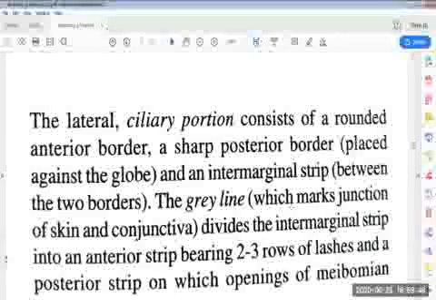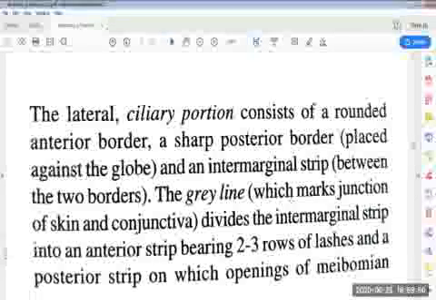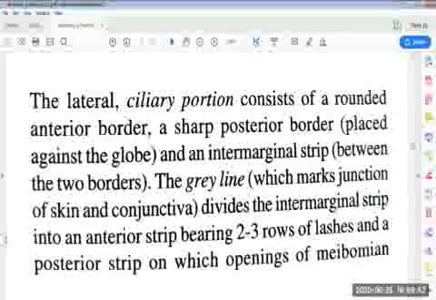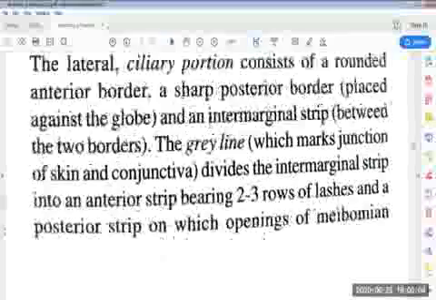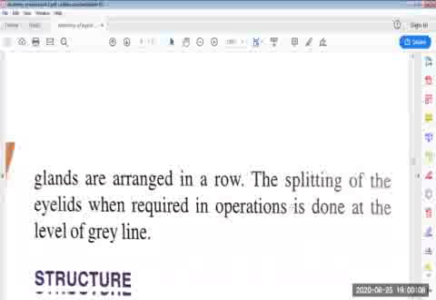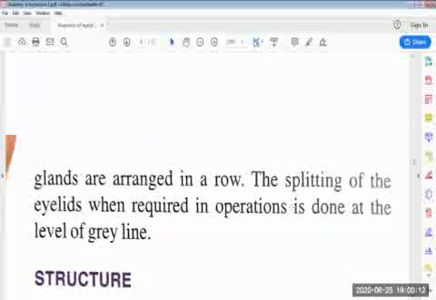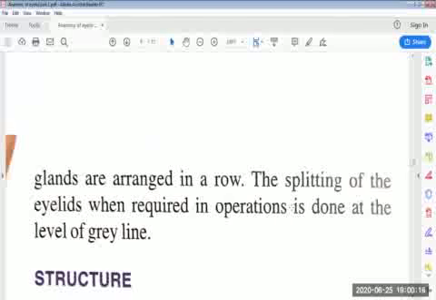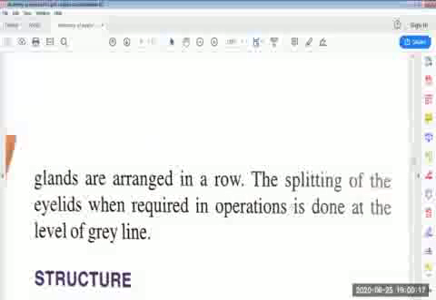And there is a gray line which marks the junction of skin and conjunctiva. It divides the intermarginal strip into an anterior strip bearing 2 to 3 rows of lashes and a posterior strip on which openings of meibomian glands are arranged in a row. The splitting of the eyelids when required in operations is done at the level of the gray line. So you understood what is the gray line?